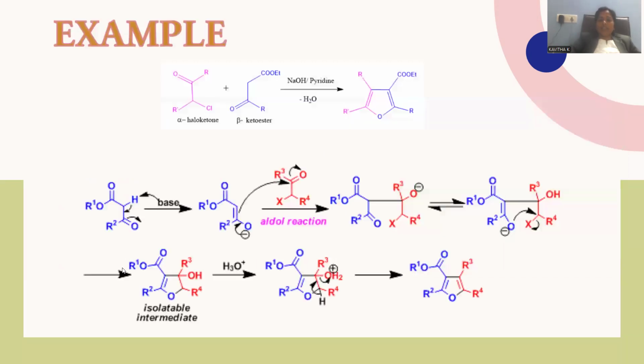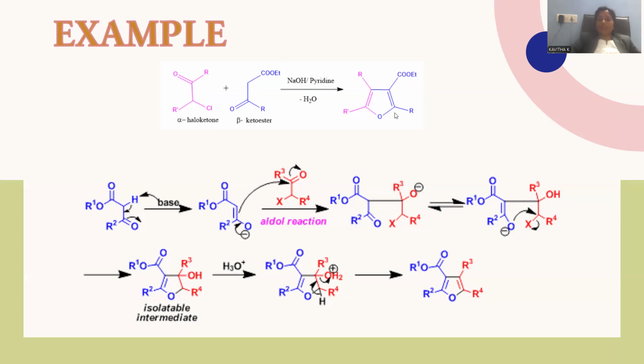So in order to explain this mechanism, let me take an alpha haloketone over there and a beta keto ester. These two are taken as the starting materials and treated with either pyridine or sodium hydroxide base, so that there is a formation of a furan with the ester linkage at position number 3.